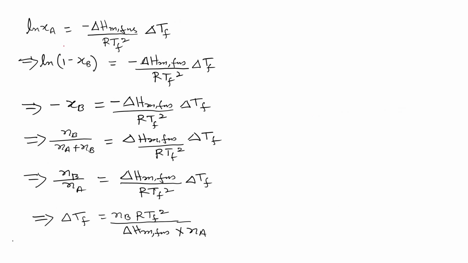So once again the same line we have written. Now in place of XA we can write 1 minus XB. XB is the mole fraction of the solute, and there are only two components, one solvent, one solute. So XB is the mole fraction of solute.